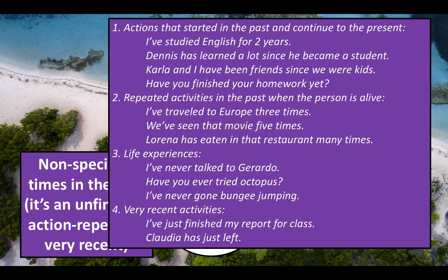We've seen that movie 5 times. That is a repeated activity in the past. Lorena has eaten in that restaurant many times. That means that is a repeated activity in the past. But I am not sure. I don't have certainty of when the activity happened.